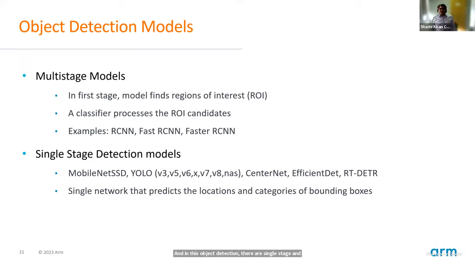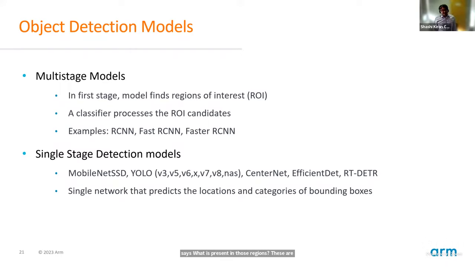Multi-stage models, basically, as the name suggests, work in multiple stages. In the first stage, the model finds regions of interest. So it comes up with different regions and says, oh, these are the areas where there could be interesting objects. And then a classifier processes these candidates and says, what is present in those regions? These are computationally very expensive.